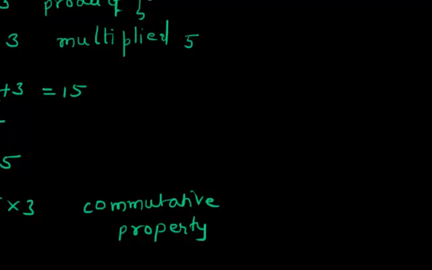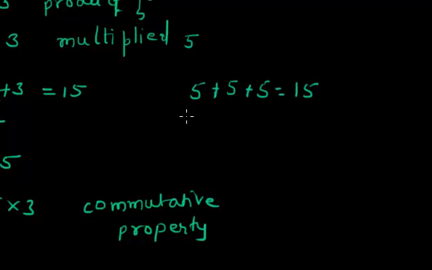3 times 5, either you multiply 3 five times or you multiply 5 three times. If you say 5 is taken 3 times, so 5 plus 5 plus 5, three times, also is 15. This is the meaning of multiplication.